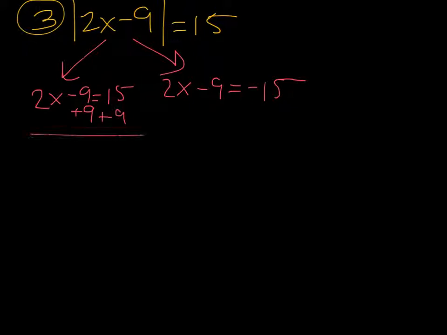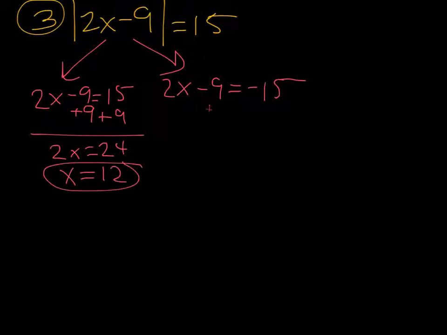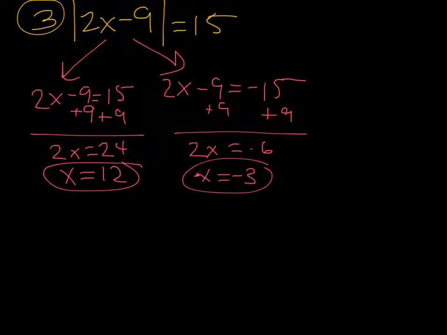The first one, I'm going to be adding 9 to both sides. That gives me 2x equals 24, which gives me x equals 12. The second one, once again, I'm adding 9 to both sides. I get 2x equals negative 6. And then dividing both sides by 2, I get x equals negative 3.